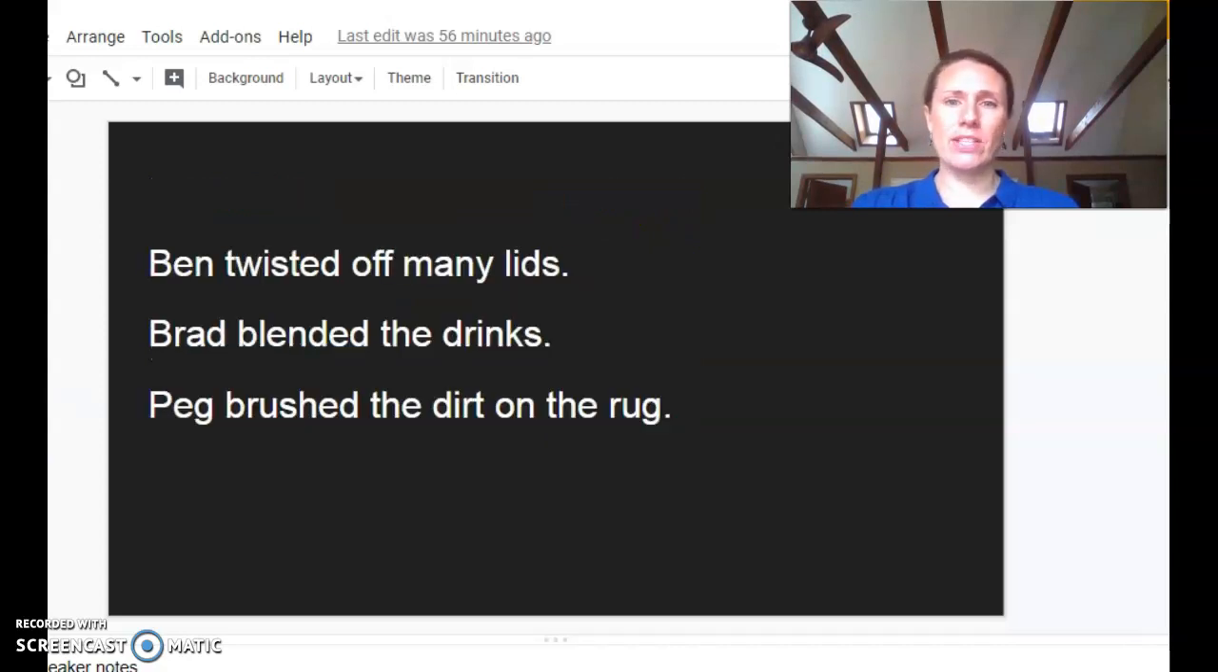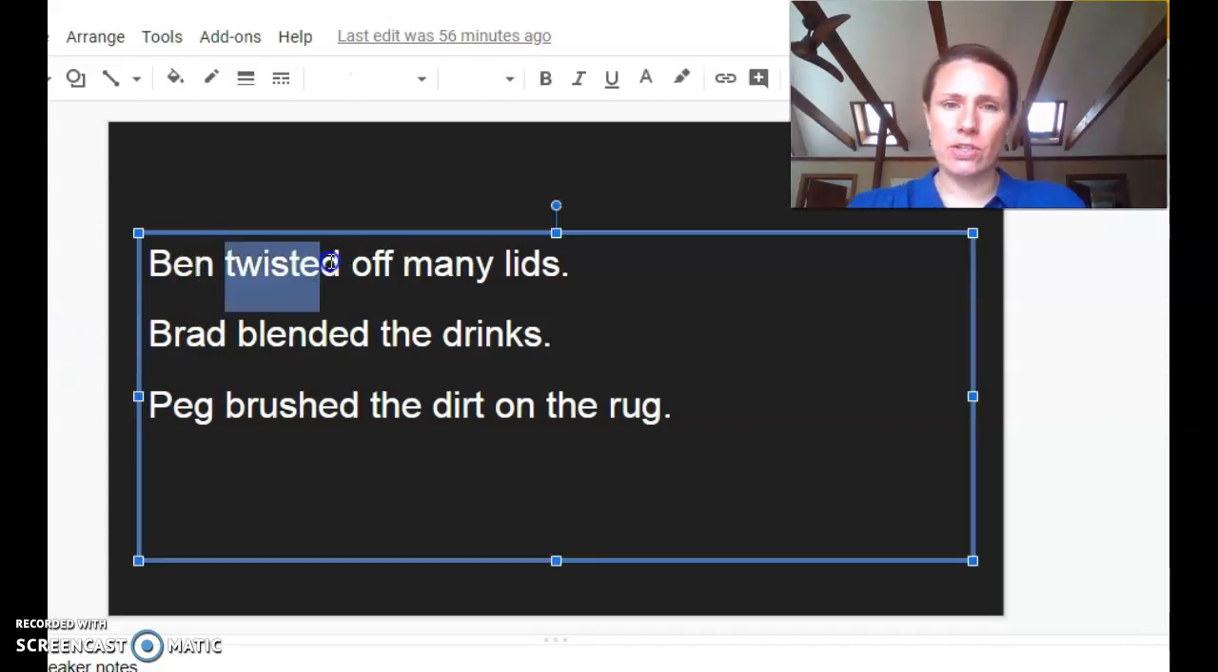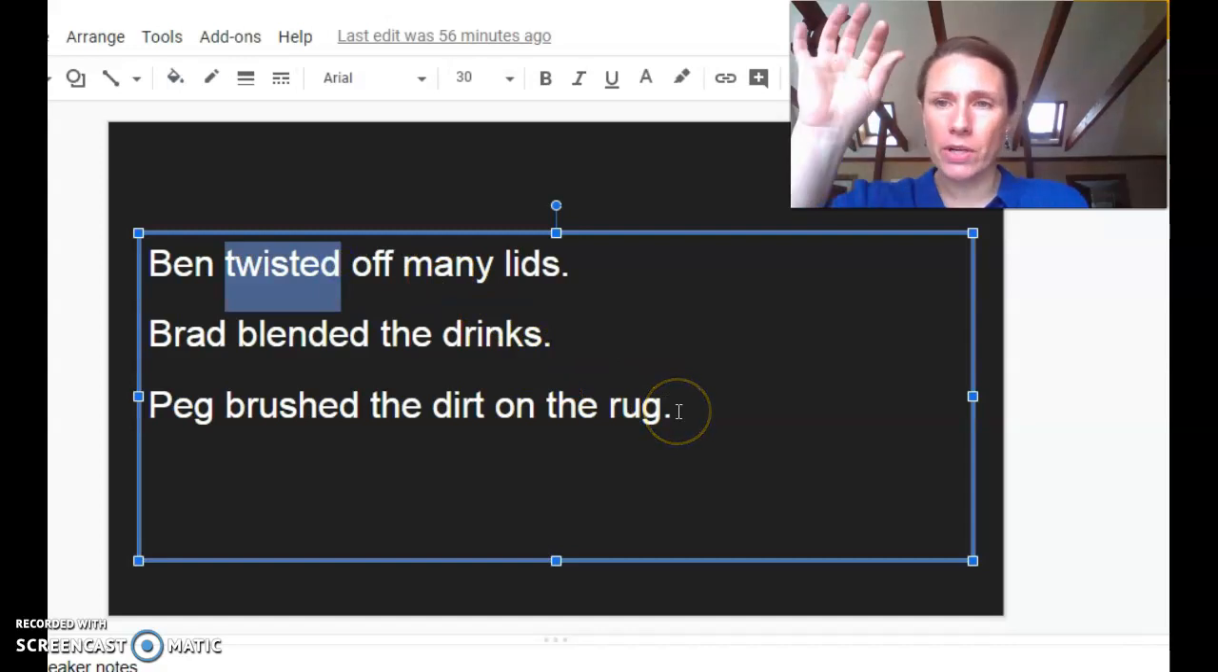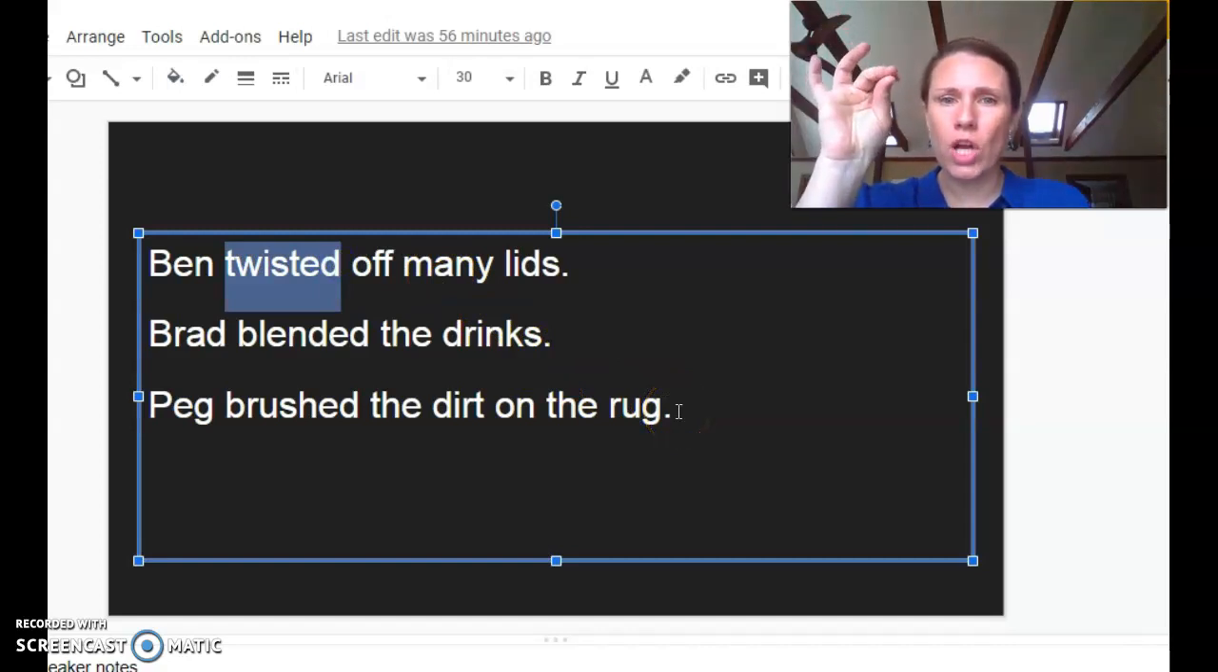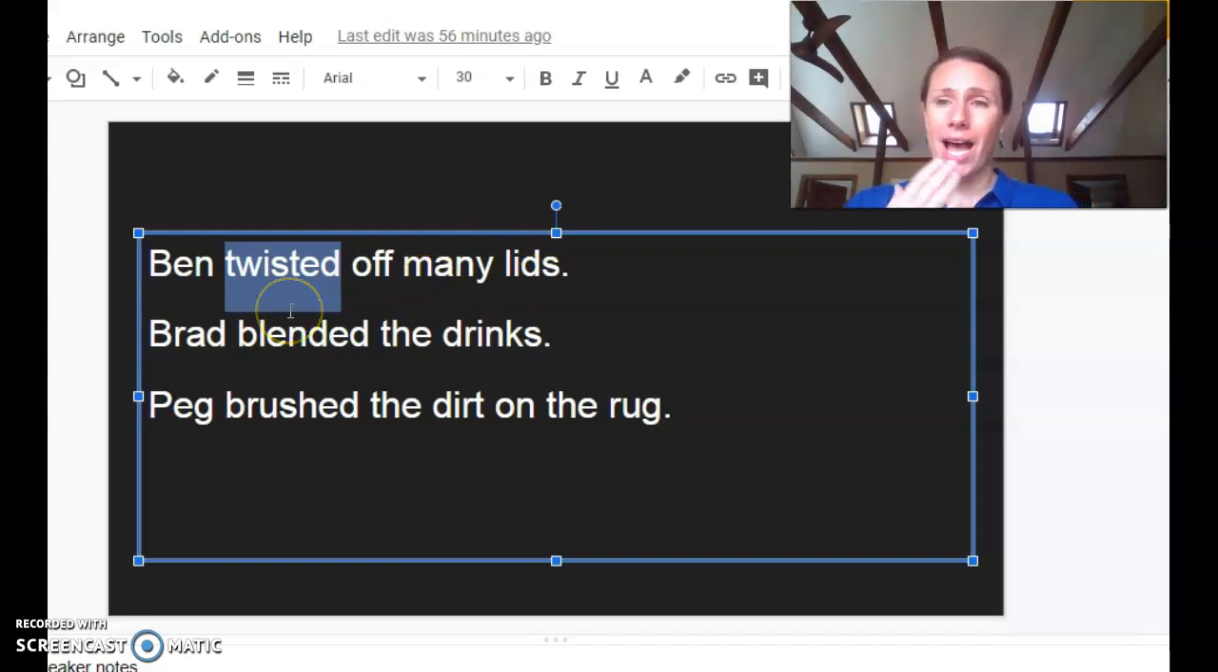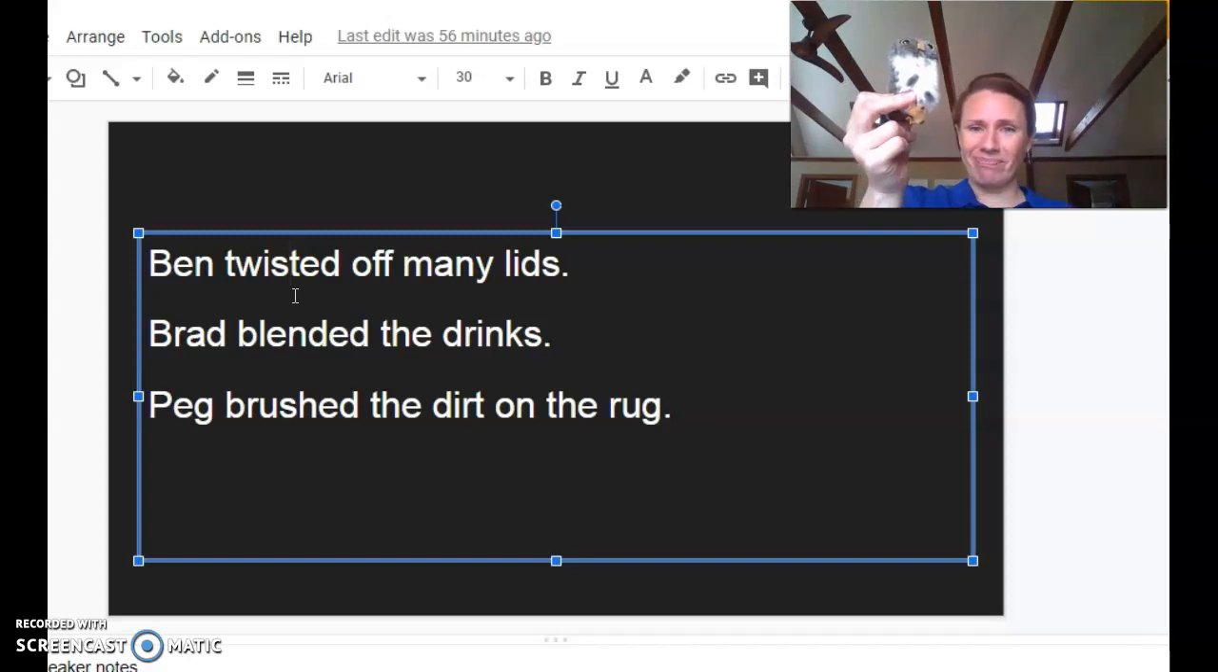All right, now let's read 3 sentences that have ed in them. Here, let's identify the ed word. Here's one of them. Let's tap that word to practice. Twist. Twisted. Okay, I'll read the sentence and then you repeat it after me. Ben twisted off many lids. Oh, look, a suffix S. Ben twisted off many lids. Baby Echo wants you to repeat that.